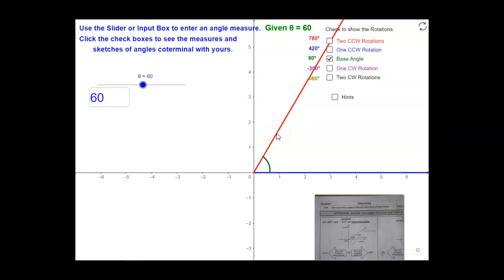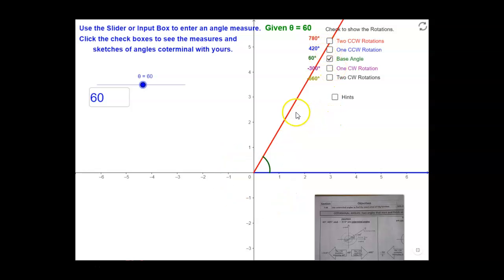So if I said, what's an angle that's coterminal with that other than 60 degrees? If you add 360 to that, you go one counterclockwise rotation, that angle, which is 420, is coterminal with 60. If I added 360 two times, 780 is coterminal with 60 degrees. They end at the same place. That's what coterminal angles are.